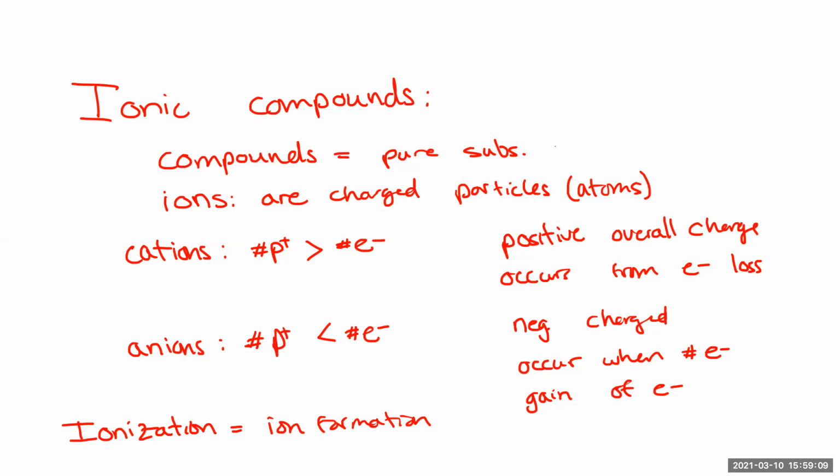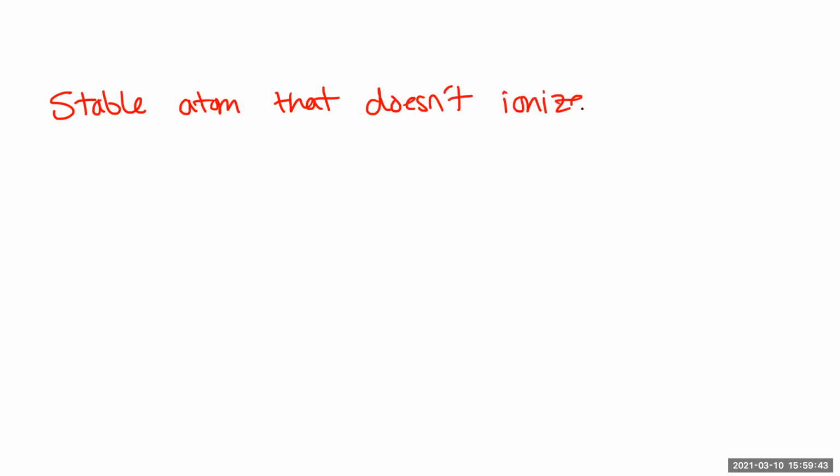Good so far? Now, why do atoms want to lose electrons or gain electrons or undergo these processes to become ionic? Well, that has to do with the general idea of electron transfer, of course, and what it means to be a stable atom that doesn't generally ionize. Okay.